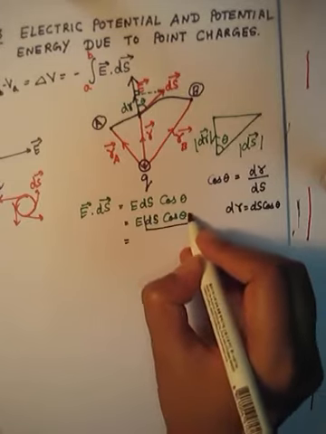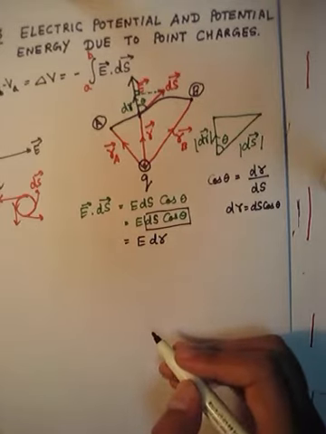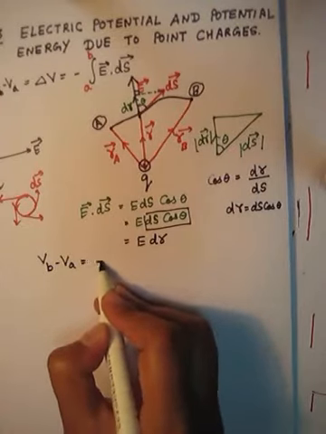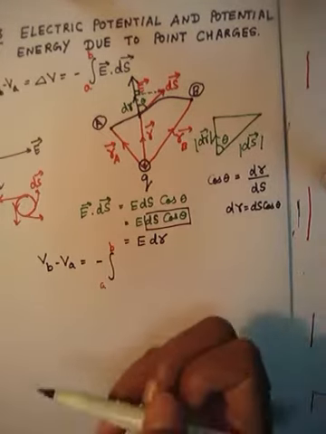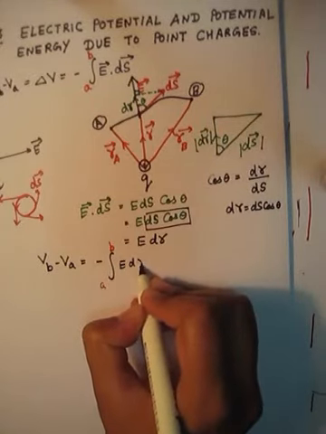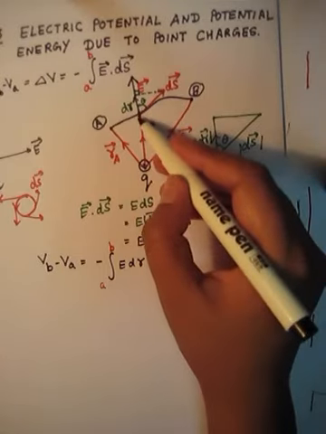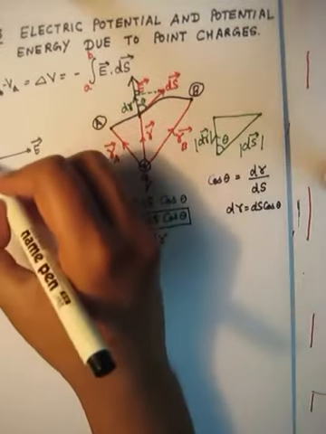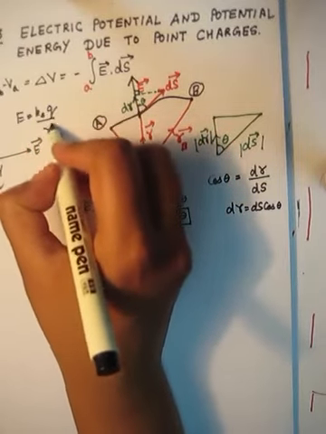So we can replace this term and we get E dr. This equation becomes VB minus VA equals the integral from A to B of E dr. Because it is a point charge, the electric field at each point depends upon R. When we are working with a point charge, the electric field is given by KQ upon R square.